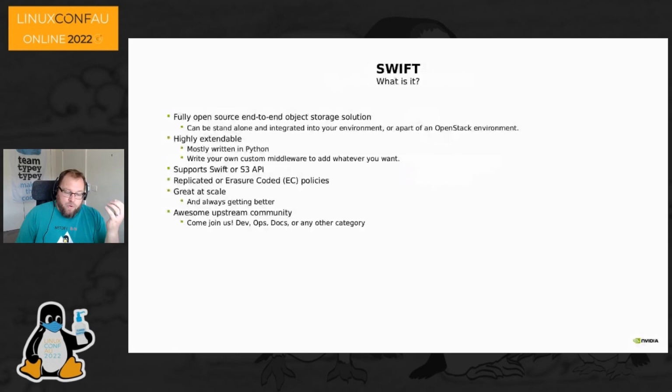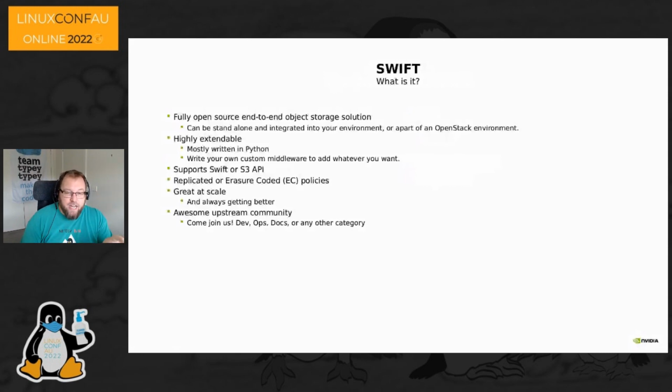Basically, it's done with WSGI, so you can insert middleware you want. Where it's not written in Python, stuff like erasure coding, it's done in C. It supports the Swift API, you'd hope it does because it's Swift, and also the S3 API. You can do replicated or erasure coded policies.